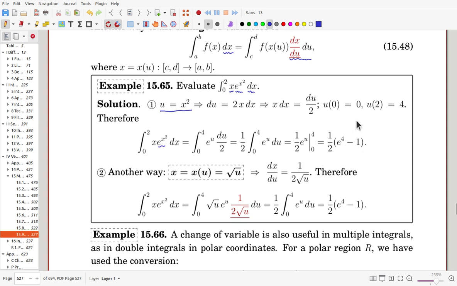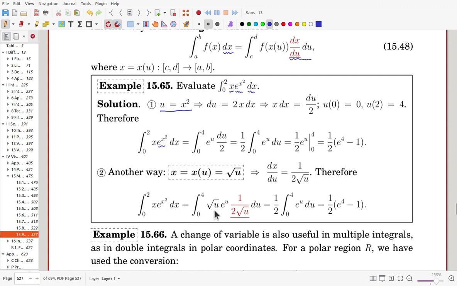Now, rather than introducing u as a function of x, let's consider x as a function of u. Then from here, we can easily see that x is the square root of u. Now the derivative dx over du is 1 over 2 square root of u. So the given integral is changed in this way. Of course, when x is 0, then u must be 0. When x is 2, then u must be 4. So for u, the lower and upper bounds are given in this way.